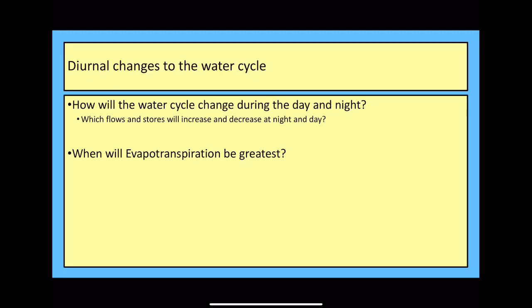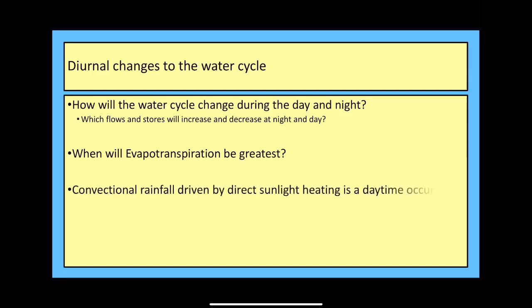So if you leave things outside overnight, they get damp, they get soaked in dew. So there's all kinds of things that are happening on a day-to-day basis. Like I mentioned, we've got convectional rainfall happening during the daytime.